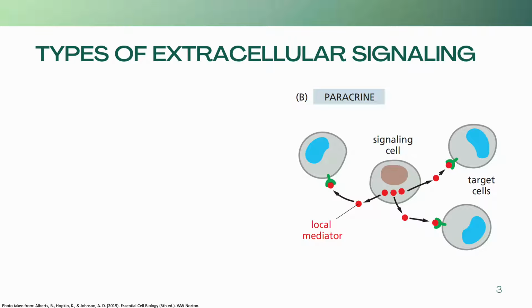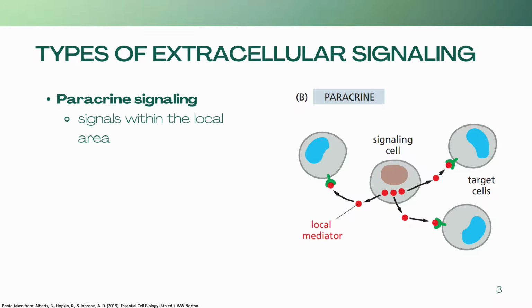The next type is called paracrine signaling. Unlike endocrine signaling, which broadcasts its signals all throughout the body, paracrine signals only signal within the local area. And it does this with the use of local mediators. So here you can see the signaling cell and the local mediators it produces and the different cells around it that detect those local mediators.